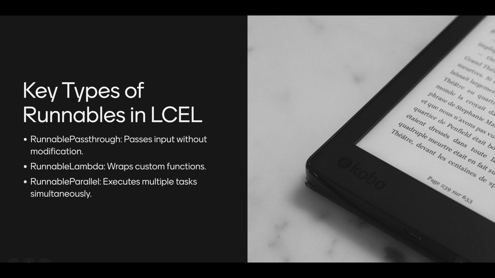Runnables in LCEL. Runnables are modular components that can be used independently or chained together in an LCEL workflow. Let's explore some of the key types of runnables. First is RunnablePassthrough. It simply passes input data through without modifying it, useful for debugging or as a placeholder in the task. Next is RunnableLambda. RunnableLambda wraps a custom function into a runnable, ideal for applying custom logic within the chain. Next, RunnableParallel. It executes multiple tasks simultaneously, in parallel, useful for running independent operations at the same time.